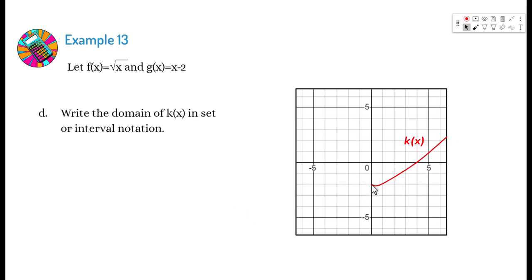In the domain of this, however, the domain is where the x values exist. In this particular one, everything exists to the right of 0, x equal to 0, and it actually includes 0. So when we write this in interval notation or set notation, we would write them like this.